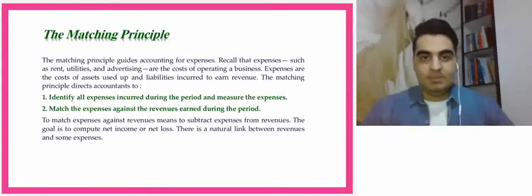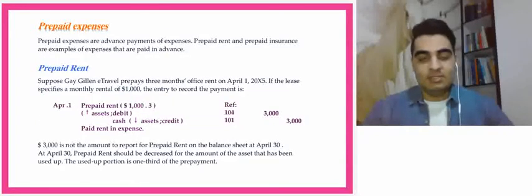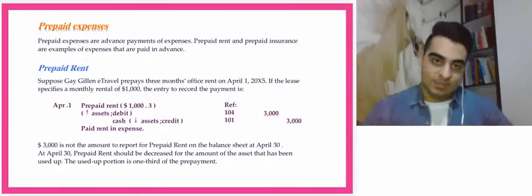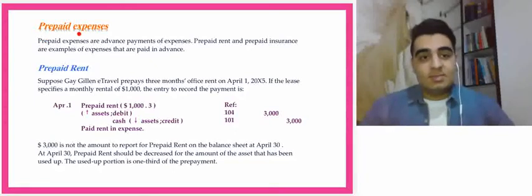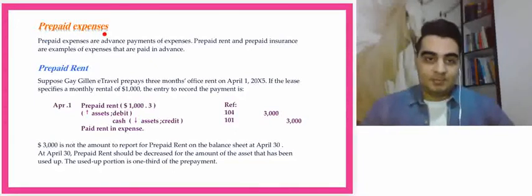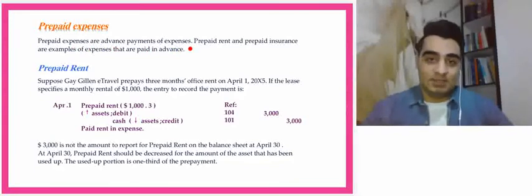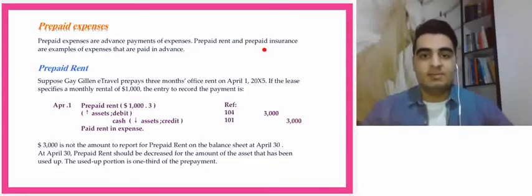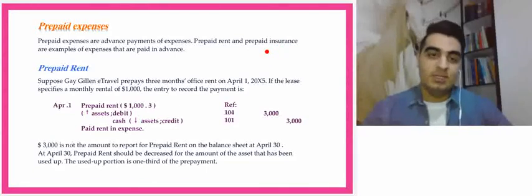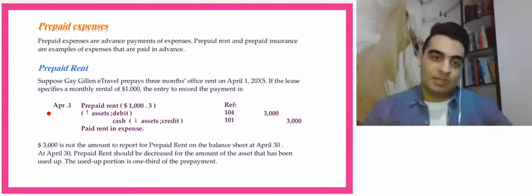It was acceptable, and I hope all of you are ready for the next part, where we officially start our adjustments. The first adjustment is prepaid expenses. We say that prepaid expenses are advance payments of expenses, just like prepaid rent and prepaid insurance. I'm sure you remember that I explained all of this in the last chapter, chapter 2. Let's demonstrate for prepaid rent.